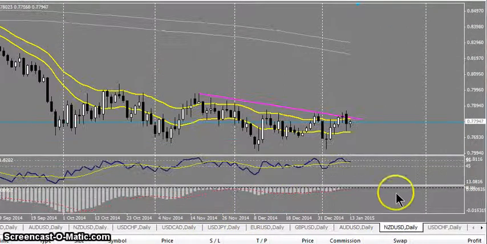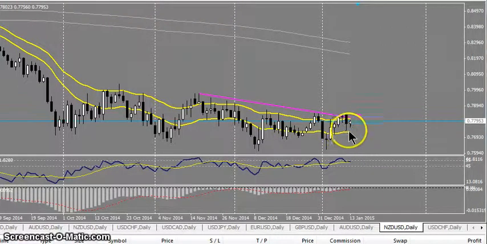Next pair is the New Zealand US dollar. Just complete sideways trading. I'm not even considering that at all. Nothing's really happening there. So let's continue.